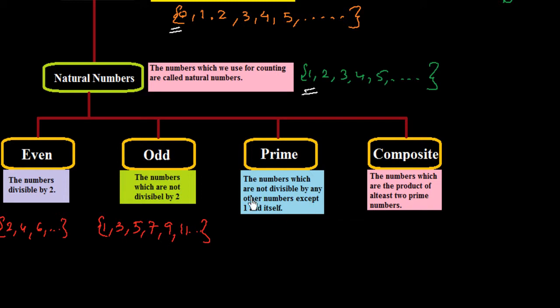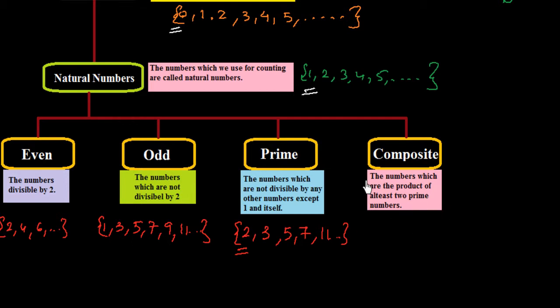Now the prime numbers are those which are not divisible by any other numbers except 1 and itself. So it is 2, 3, 5, 7, 11 and so on. So these are all prime numbers. So look at this here. The smallest prime number is 2, and 2 is the only even prime number. The other prime numbers are odd. And the odd numbers, you see the smallest odd number is 1: 1, 3, 5, 7, 9, 11. And the smallest even number we have already seen here, it is 2.